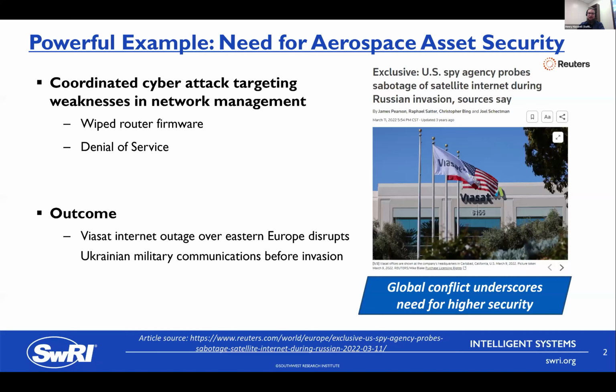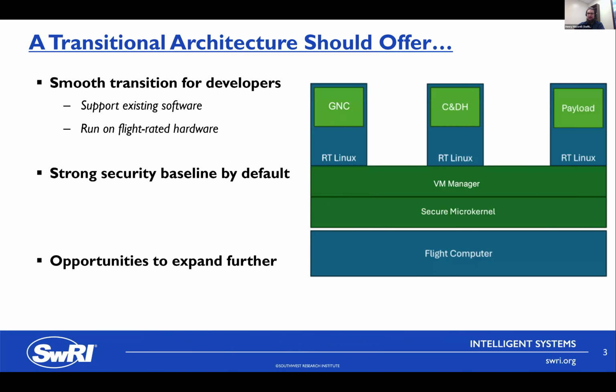And this coordinated cyber attack exploited a weakness in the network management to wipe router firmware and cause denial of service on the Viasat satellites, causing an internet outage over the Eastern Europe region. So this is just one example of why we need more security with space assets, and so we need to transition over to more secure space assets.